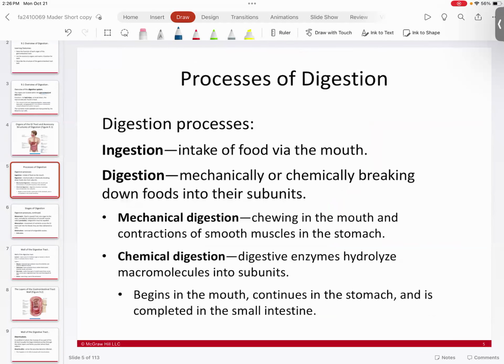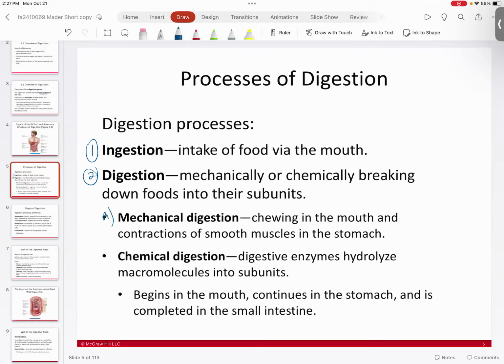So let's go ahead and take a look at the process. The first thing that you do in your digestive system is you have to ingest or intake food. So ingestion is the first function of the digestive system. So you're going to take the food in through your mouth, and then immediately you're going to begin the process of digestion. And there's two different types of digestion. Basically, digestion is simply making big stuff smaller. That's essentially what it is. And you have two different versions.